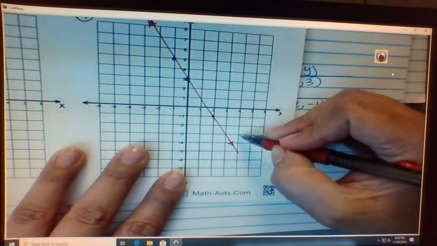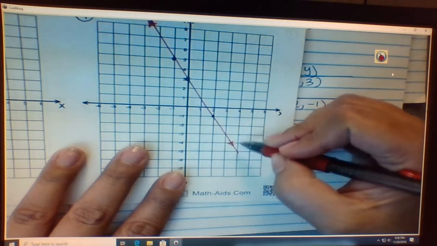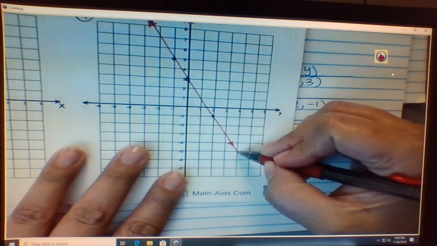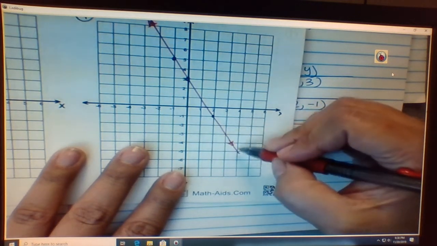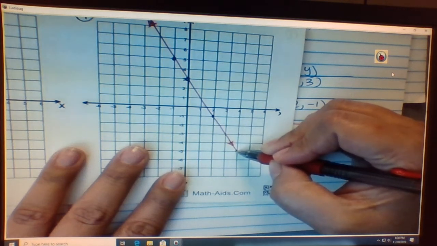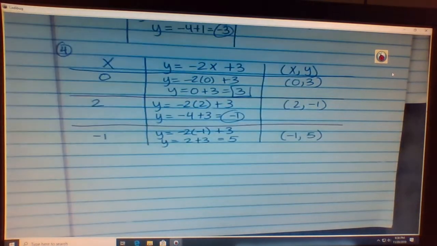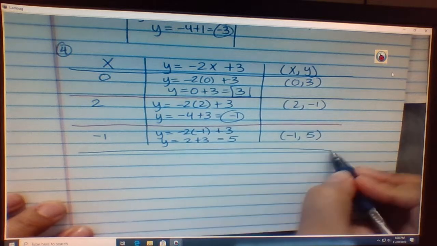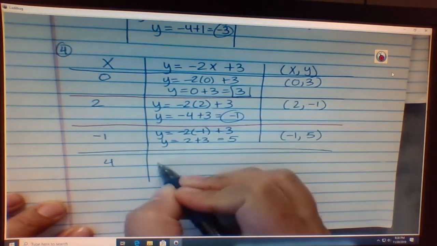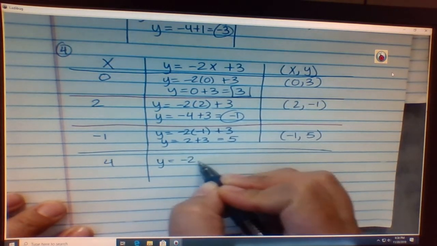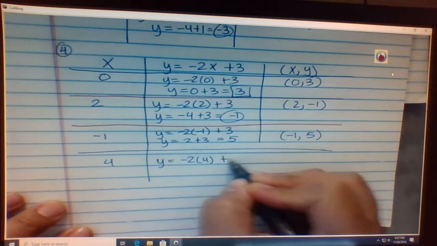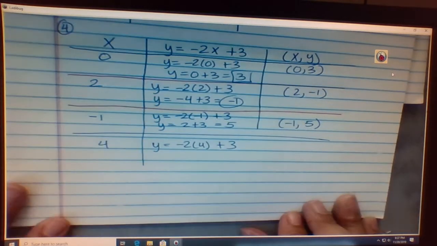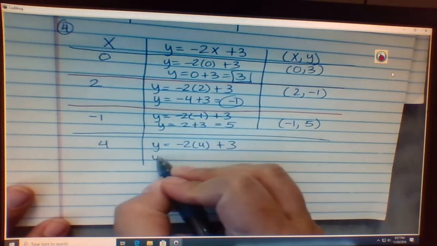4, negative 3? Are you sure it's not a negative 5? It should have been a negative 5. So let me just use that 4. If x is 4, y equals negative 2 times 4 plus 3. What's negative 2 times 4? Negative 8.